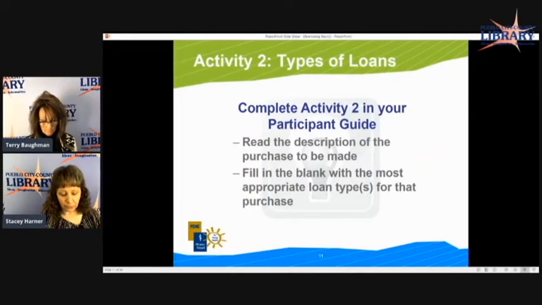Stacy, what about activity number 2? Page 14 of your workbook. We're going to fill in the blank with the most appropriate loan type for that purchase. So number 1, go ahead, Terry. To finance a college education, would that be a consumer installment loan, a credit card, or a home loan, either a purchase, refinance, or equity?